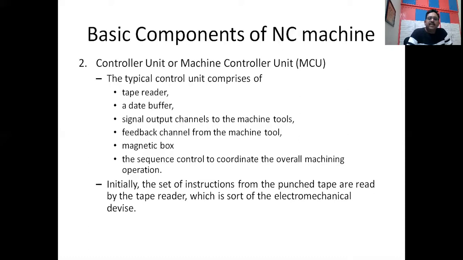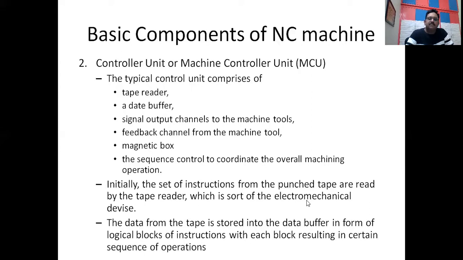Now, initially, the set of instructions from the punch tape are read by the tape reader, which is a sort of electromechanical device. That means the set of instructions are in the form of punch tapes, and whatever information is there in the punch tapes will be read by the tape reader. So this tape reader is an electromechanical device, so it can understand that.